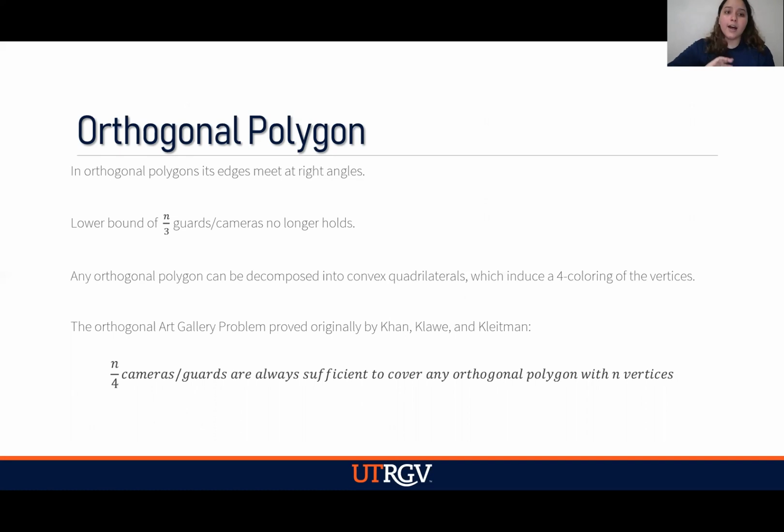From this, the orthogonal art gallery problem, originally by Kahn, Klawe, and Kleitman, says that n/4 cameras or guards are always sufficient to cover any orthogonal polygon with n vertices. I'm not gonna go into detail with this theorem, but I'm going to include a PDF that contains the proof of this theorem. If you wanna check, it's pretty simple and straightforward, and it has a lot of information. Some of the things that I did not mention in the presentation about orthogonal polygons, you can find in there.